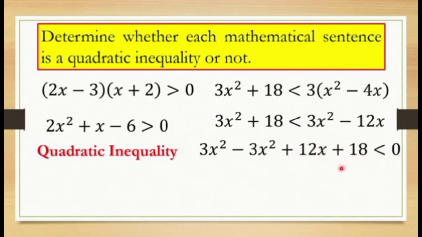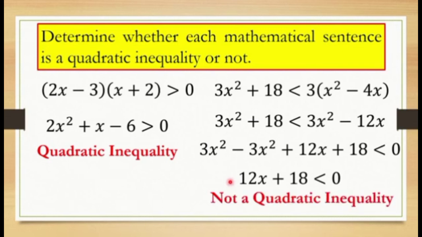Okay, now, let us solve. So, 3 minus 3, that is 0. So, cancel na to. So, we only have 12x plus 18 is less than 0. Now, the question is this a quadratic inequality? No, this is not a quadratic inequality. Why? Because, yes, andito yung symbol natin ng less than, but this is just on the first degree. So this is just a linear inequality.